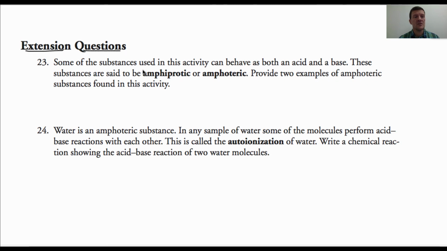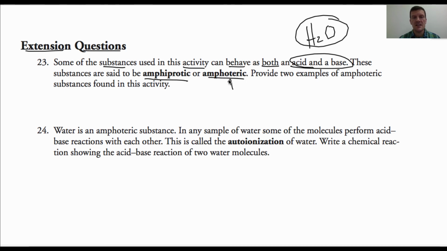All right, extension question. Some of the substances used in this activity can behave as both an acid and a base. I mentioned one such substance, water. These substances are said to be amphiprotic or amphoteric, as I mentioned. I think I said amphoteric, but either term is fine. Provide 2 examples of amphoteric substances found in this activity.